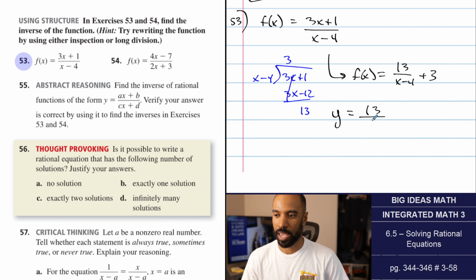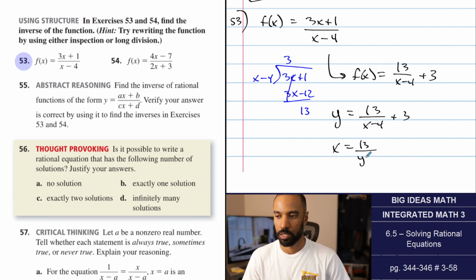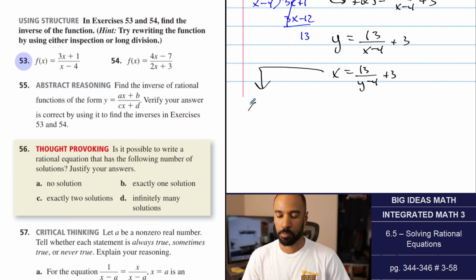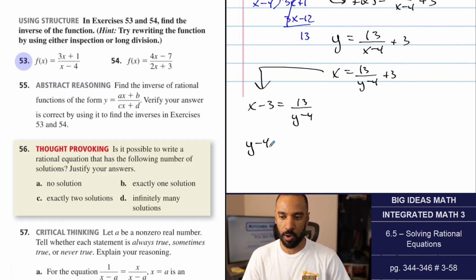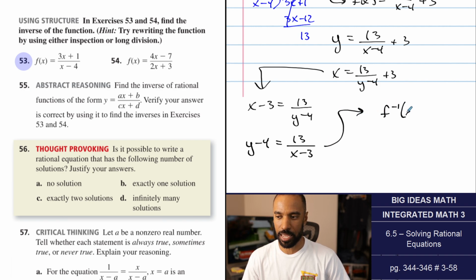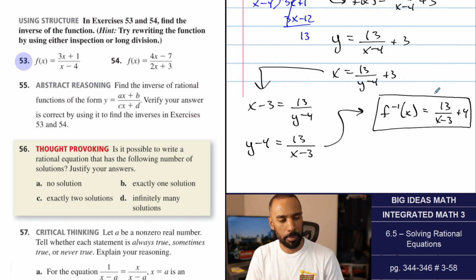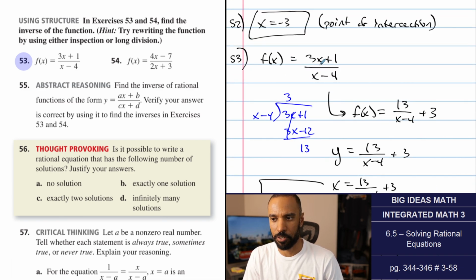So set this equal to y, and then swap the x and y, and then solve for y again. So kind of low on room here, but I'm going to subtract 3, and then we'll swap these places. Multiply both sides by y minus 4, divide both sides by x minus 3, and then add 4 to both sides. And now we're getting the inverse is 13 over x minus 3, and then plus 4. That's one version of it. That was without a common denominator, but that still works as an inverse to that thing.